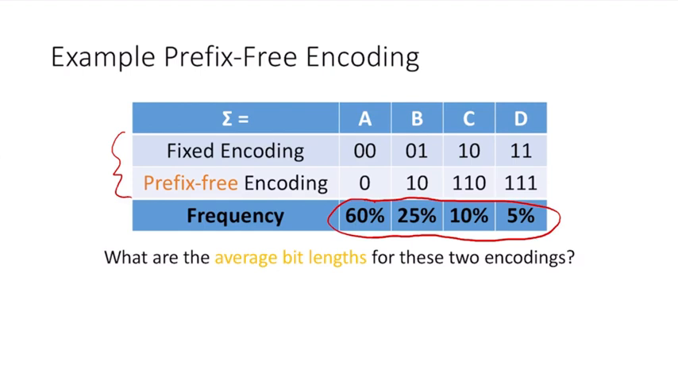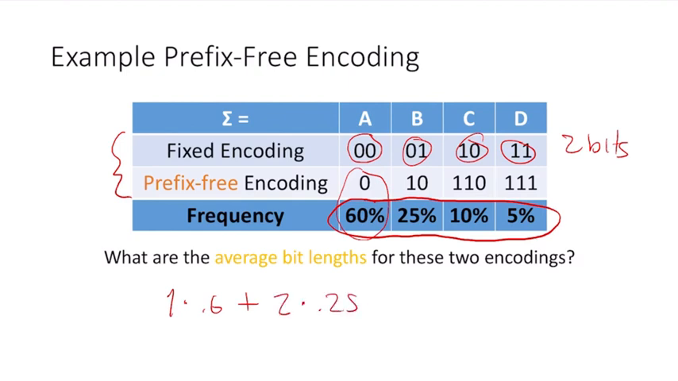Well, the answer for the first row is pretty simple. Since every character always takes 2 bits, the average is going to be 2 bits. For the second one, we have to do a weighted average. So we have to take into account that 60% of them take 1 bit, 25% take 2 bits. So we would say 1 bit times 0.6 plus 2 bits times 0.25 plus, and since both of these take 3 bits, we can just add those percentages together, times 0.15, and what you'll get there is 1.55 bits. So on average, we would use fewer bits in our prefix-free encoding when you compare that to the fixed encoding.